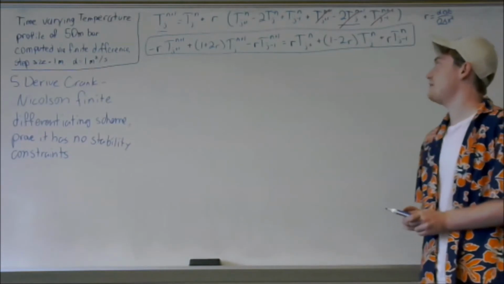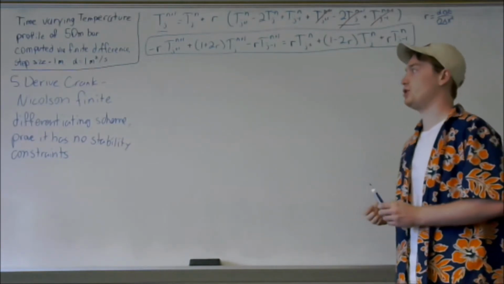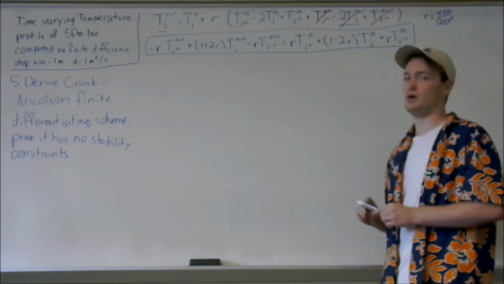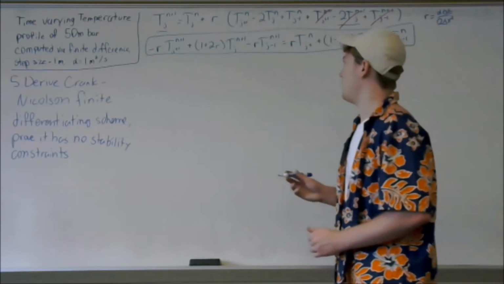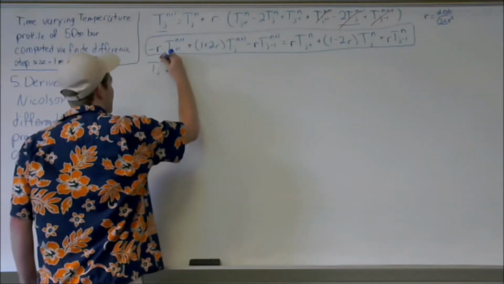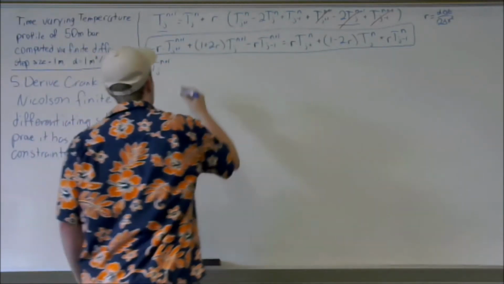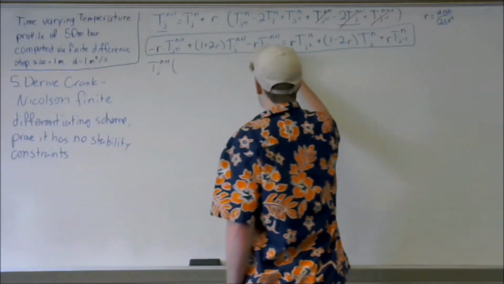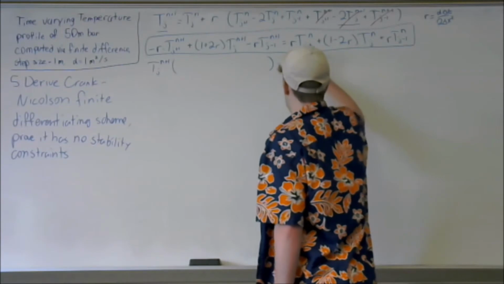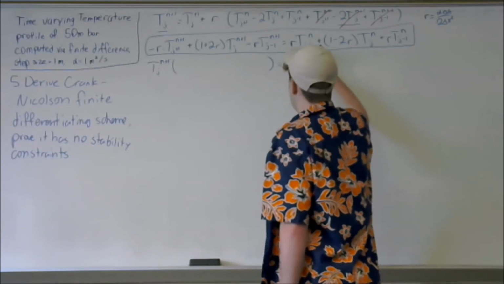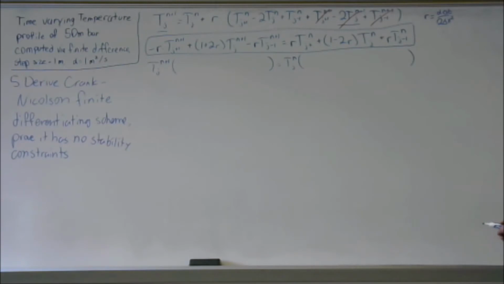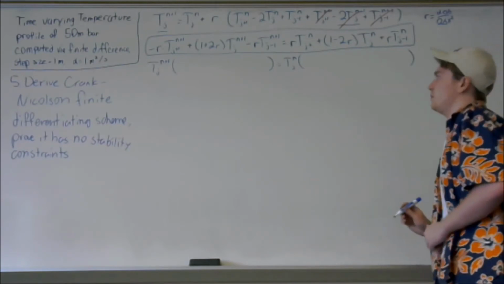And we're going to use the same approach that we did last time when we were showing the stability constraints for the original equation. So what we're going to do is factor out a T_j^(n+1) from the left side here. And we're going to factor out a T_j^n from the right side, just like that. Now, what is that going to leave us with on the inside?